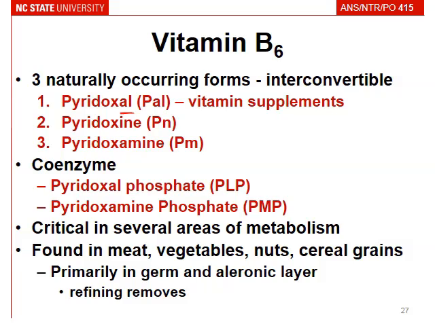And we can find it in a variety of food sources. So it's found in meat, vegetables, nuts, cereal grains. It's primarily in our cereal grains found within the germ and the aleurone layer. And basically our B6 gets removed when we are refining or milling those cereal grains, but there are adequate amounts within the other ingredients in the diet.